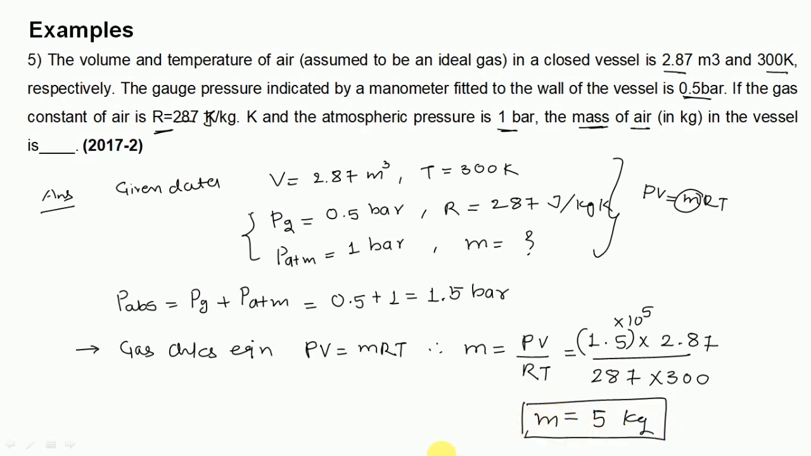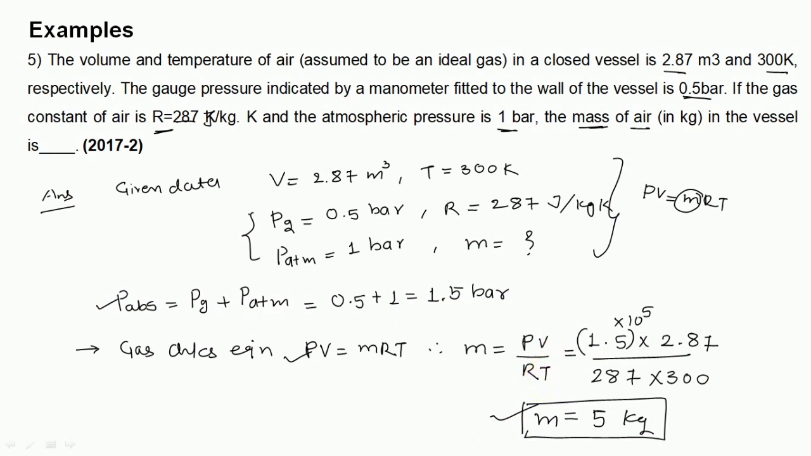So if you observe the whole example, the example is very simple. The main things are, first, one equation PV equals mRT, and second, we have gauge pressure and atmospheric pressure, and the whole equations are given. We put the values and get the answer. So it's very simple to understand.